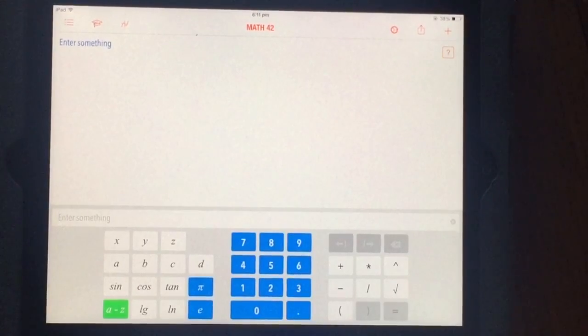So today we're going to cover the concept of completing the square in solving for x. And the app that we're going to use is Math42. Math42 is a free app that you can download on the iTunes store.